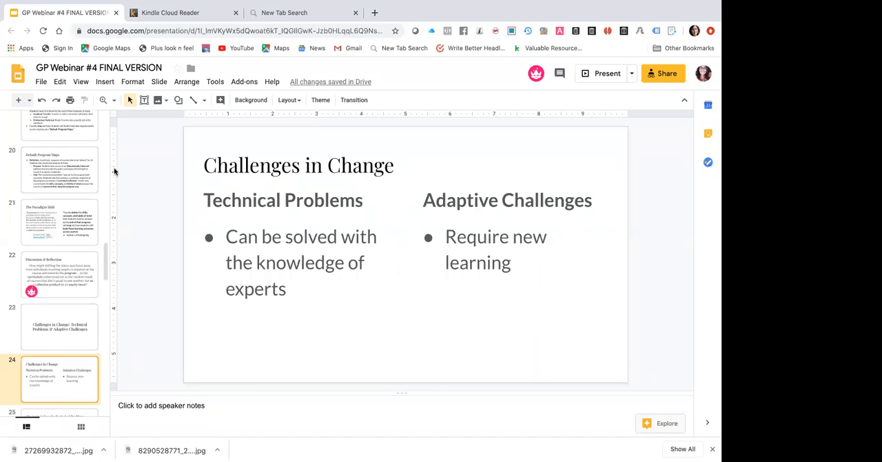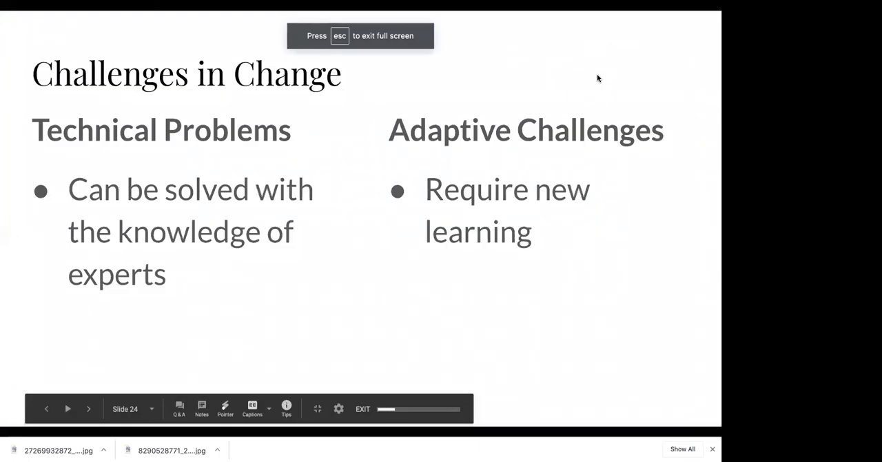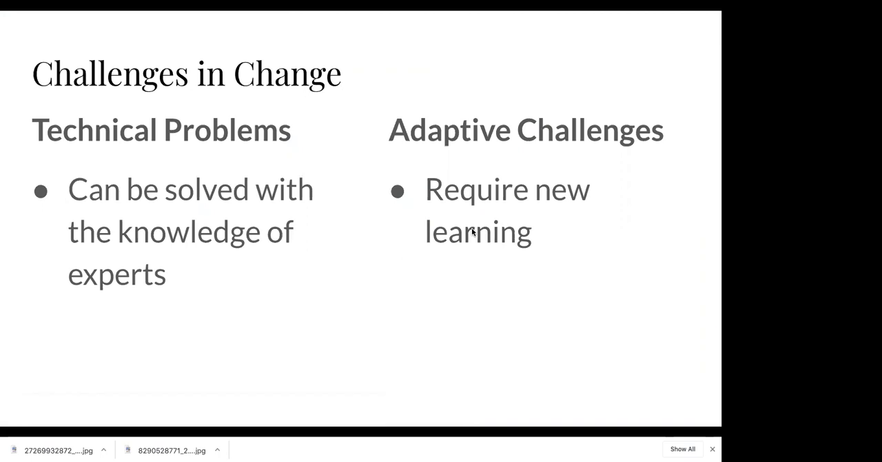So I want to go over, sorry, let me go back to present. So a lot of you may already be familiar with this notion of technical problems and adaptive challenges, and that technical problems can be solved with the knowledge of experts, and that adaptive challenges require new learning. And unfortunately, most of our challenges right now are adaptive.